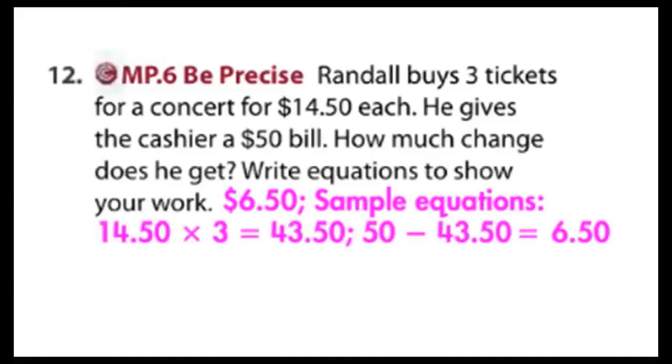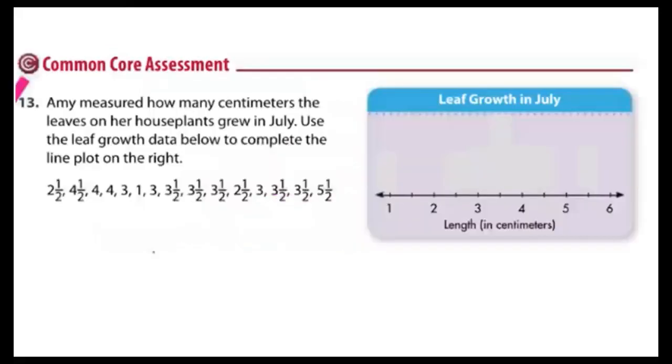Okay, now move to the equation. The equation here: 14.50 multiplied by 3 to get the product. Then subtract the product from the total amount of the bill that he paid to the cashier to get the final answer as 6.50. Now move to Common Core Assessment.